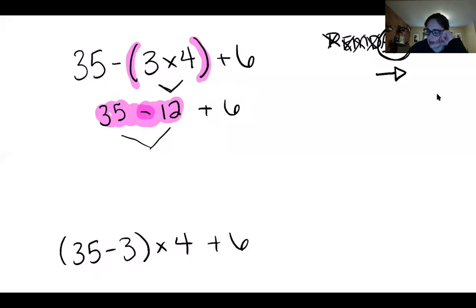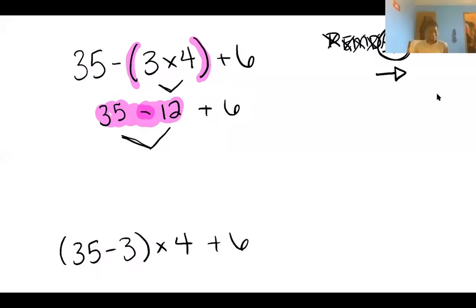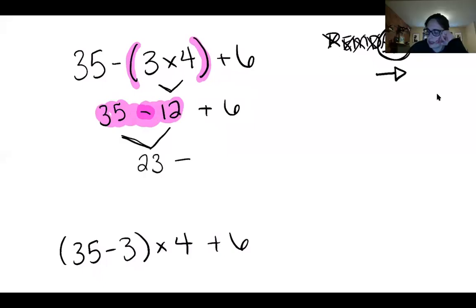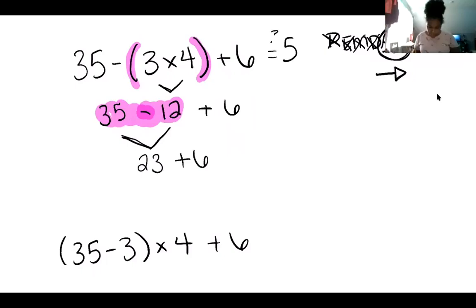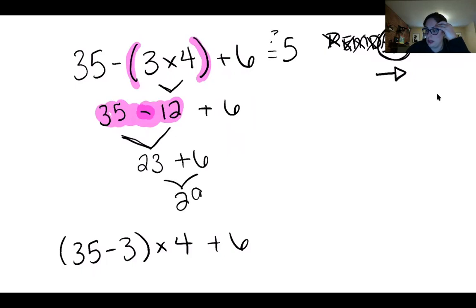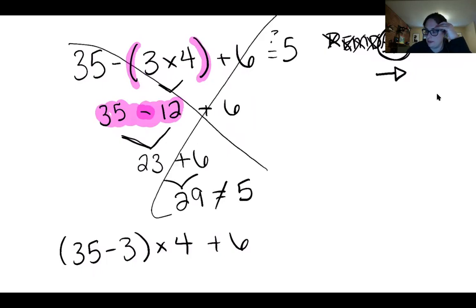What is 35 minus 12? 23. That's correct. And then plus 6. Remember, we're trying to get to 5. Does 23 plus 6 make 5? No, it makes 29. So 29 does not equal 5. So it's not this one.